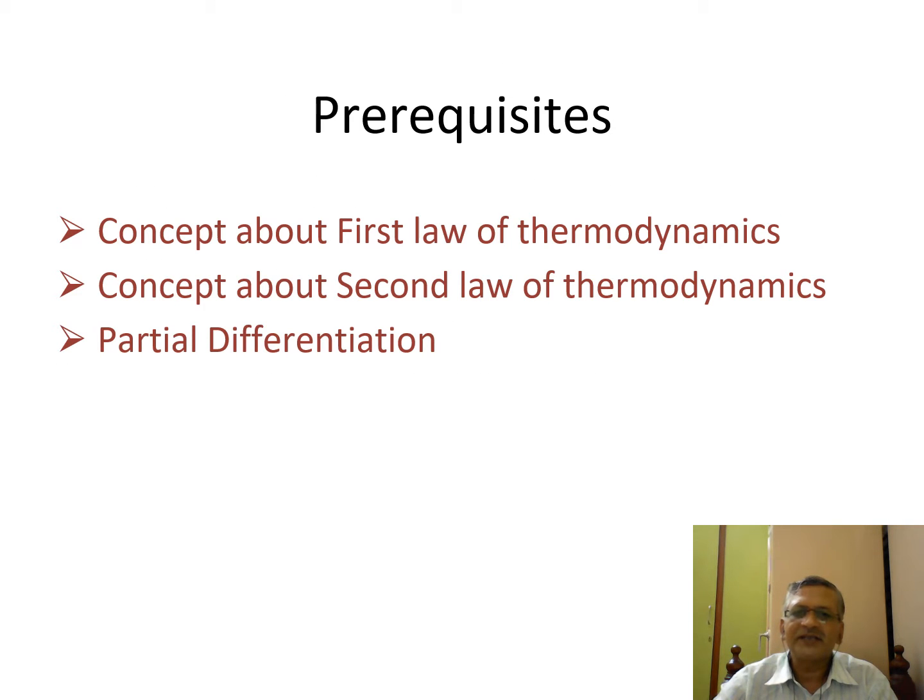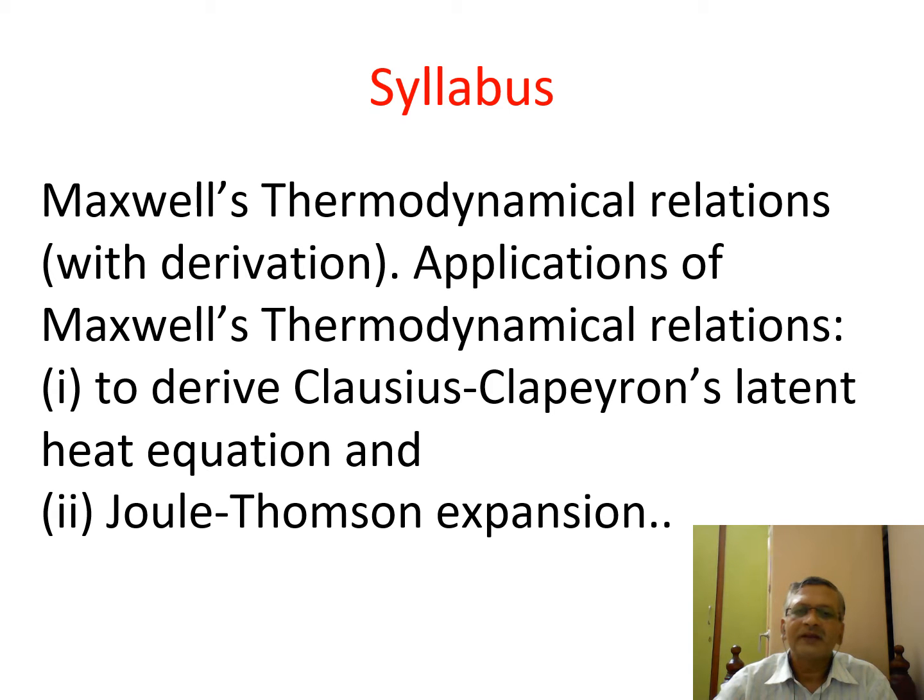Prerequisites for this discussion are the concept of the first law of thermodynamics, the concept of the second law of thermodynamics, and partial differentiation. The syllabus prescribed for this whole chapter is Maxwell's thermodynamic relations with the derivations, and applications of Maxwell's thermodynamic relations to derive the Clausius-Clapeyron latent heat equation and Joule-Thomson expansion.